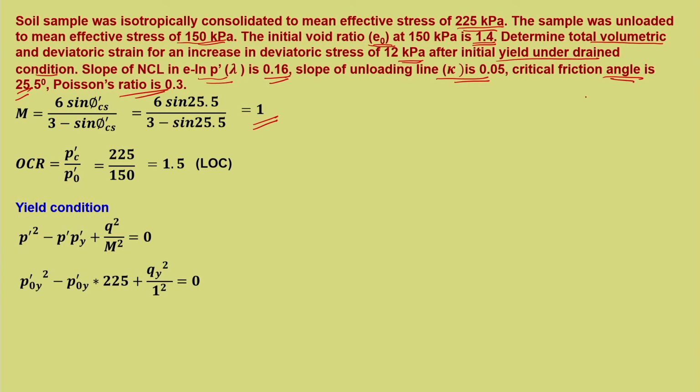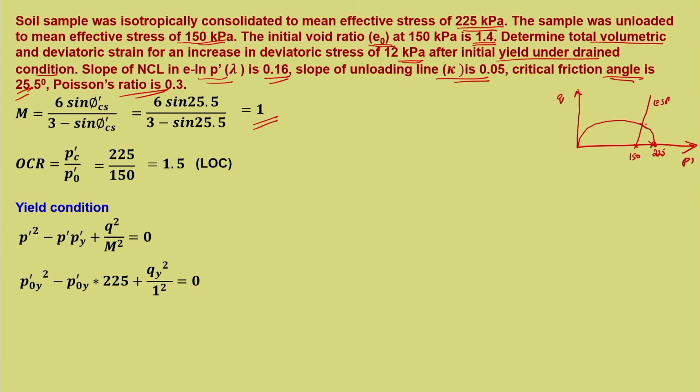So, what I mean to say is, this is Q P dash, we have 225. So, once we have 225, we can always draw the yield curve and then it is unloaded to 150. So, here this is the point which I want to say, and when there is a drained shearing, we need to obtain, since it is given total volumetric and deviatoric. So, if you want to have volumetric strain, it is understood that it has to be drained. So, here this is the ESP.